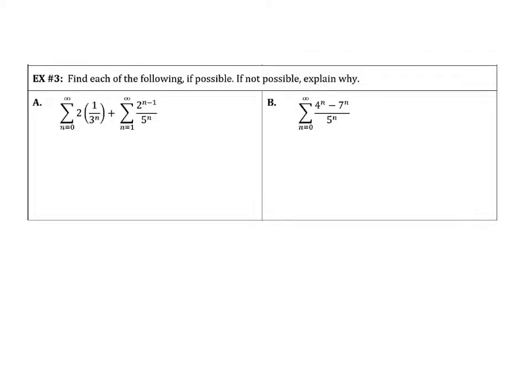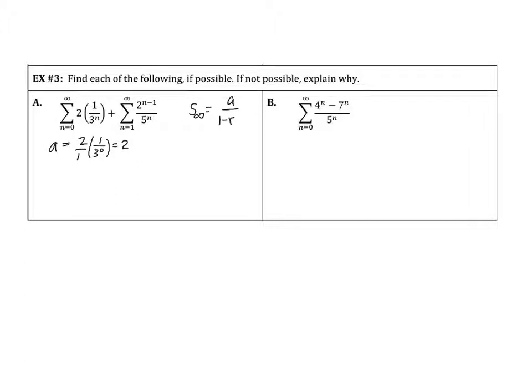For our next two problems, we are told to find each of the following if it is possible. So we need to find these sums. And so again, this is all going to hinge on our formula, that infinite sum formula of a over 1 minus r. And so for this first one, just like anything else here, to find our first term, we're going to plug in that 0. So a is going to be 2 times 1 over 3 to the 0. So that looks like that's going to be 2.